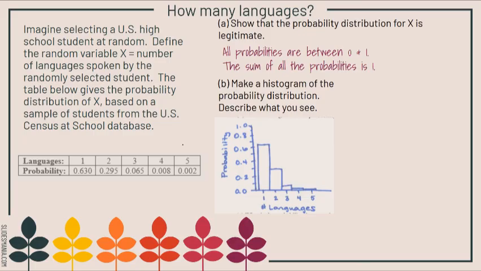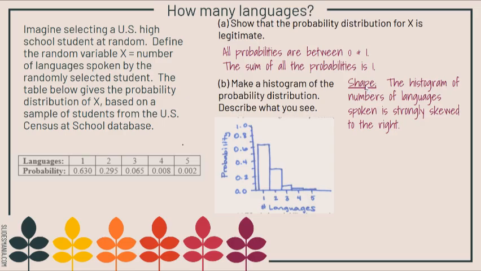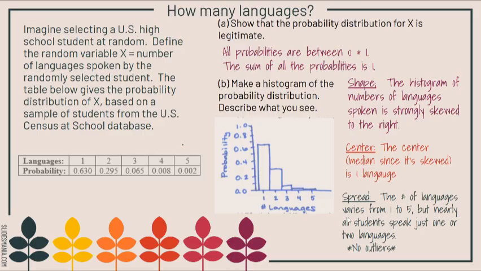Then it says describe what you see. Remember back in chapter 1, we had to do SOCS. Let's start with shape. The histogram of number of languages spoken is strongly skewed to the right. The tail is on the right. Center: the center is the median, since it's skewed, which is one language. We would not use the mean because this is skewed right. And then spread: the number of languages varies from 1 to 5, but nearly all students speak just 1 or 2 languages. And then O for outliers, there are no outliers.